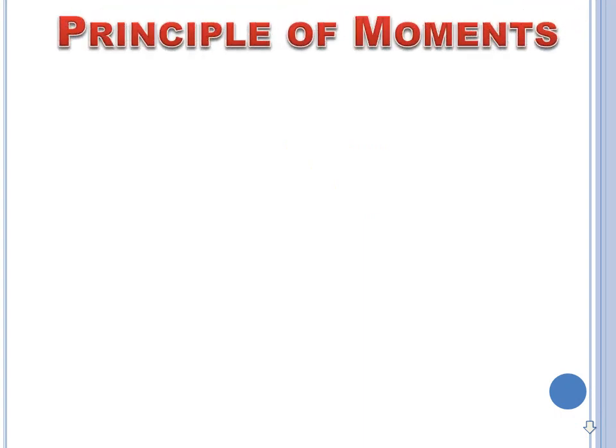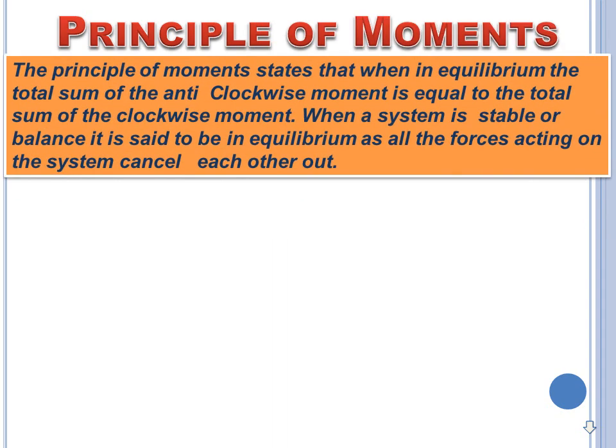Now, principle of moments. What do you mean by the principle of moments? Actually, there is a law: the principle of moments states that when in equilibrium, the total sum of the anti-clockwise moments is equal to the total sum of the clockwise moments. When a system is stable or balanced, it is said to be in equilibrium, as all the forces acting on the system cancel each other out.